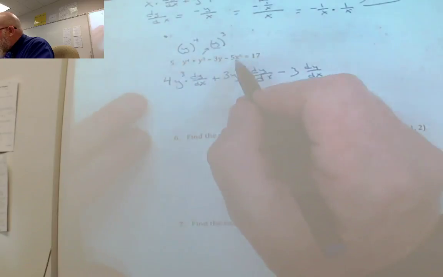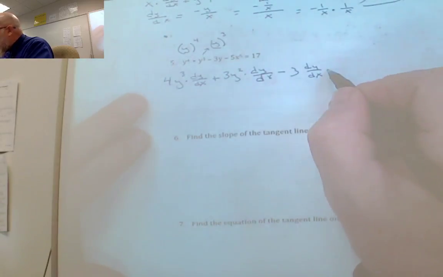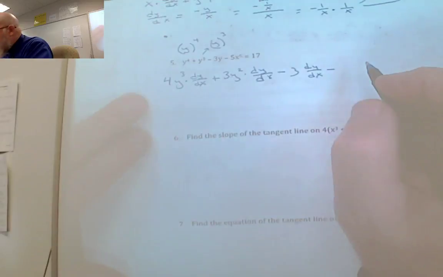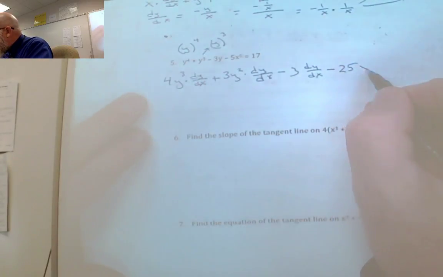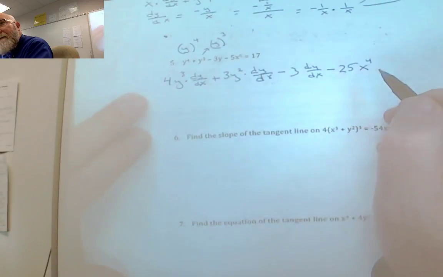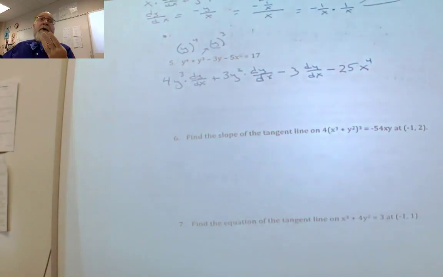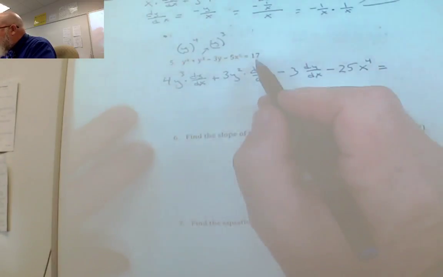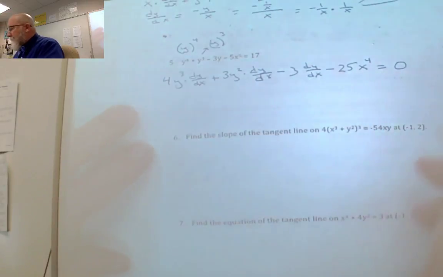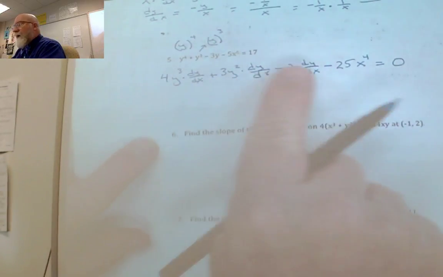What's the derivative of that? I'll put the minus sign there for you. How about 25x to the 4th? Okay. Yeah, dx over dx. I'm not going to write dx over dx because it is the equivalent to what? 1. Everybody okay on that? Equals. What's the derivative of 17? 0. Okay? Now, if you notice, I have 1, 2, 3 dy dx's.